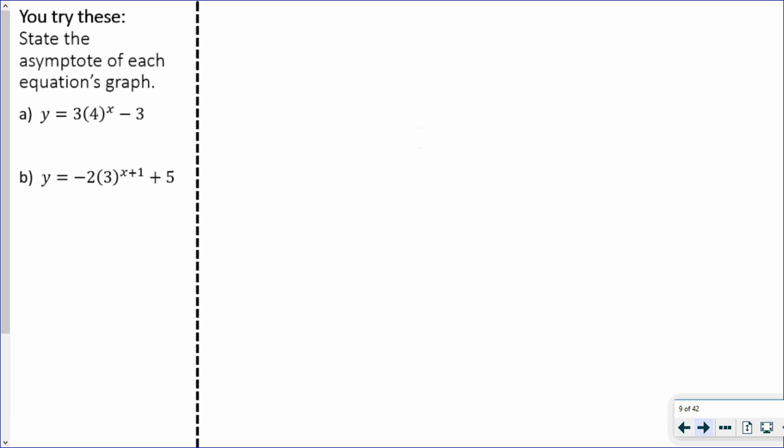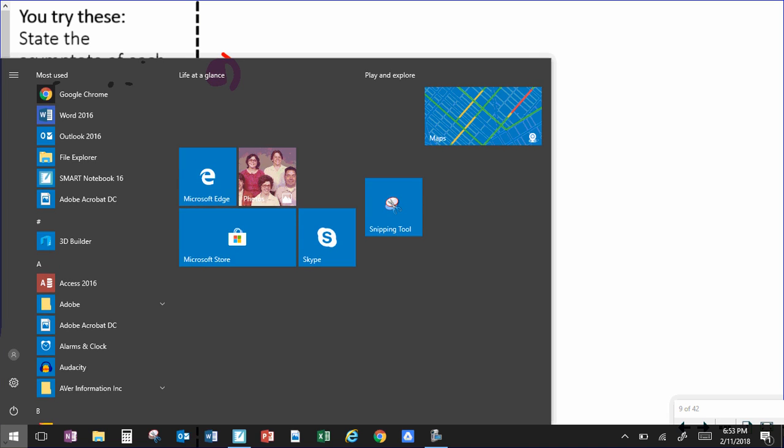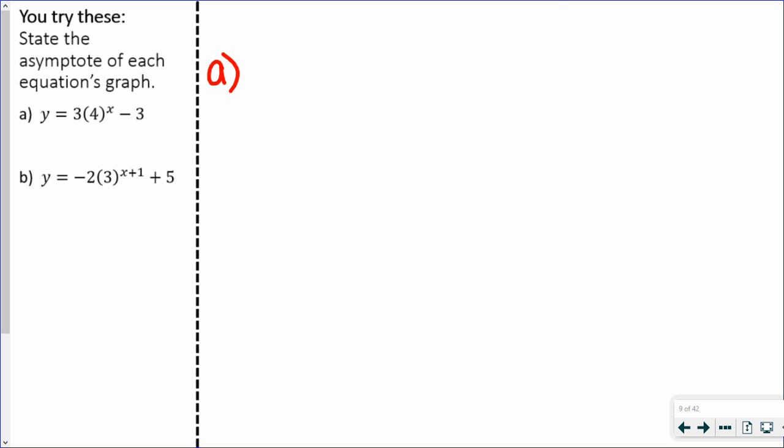All right, so you try these. So go ahead and pause. This is just asking for the asymptote. So all you have to do for part A and part B, there'll be some problems where I just say, give me the asymptote. That's all you have to do. Go ahead and pause it and try it. Okay, so on A, your asymptote should be y equals -3 because the k value is -3. And for part B, it should be y equals 5.